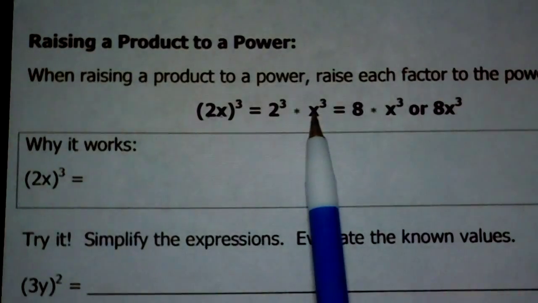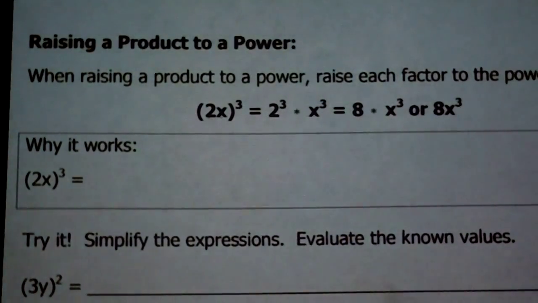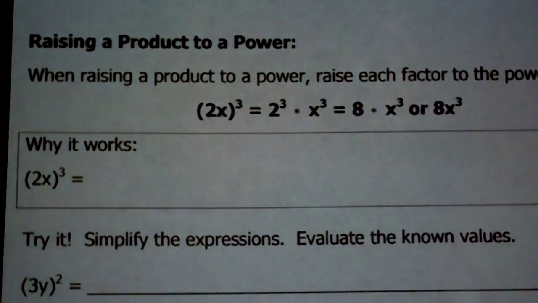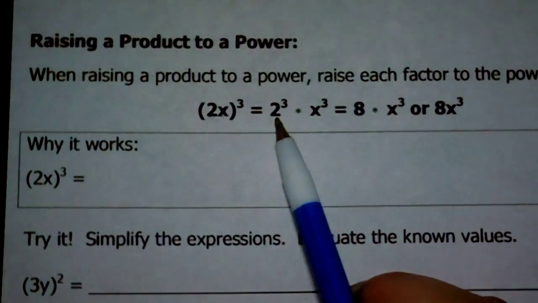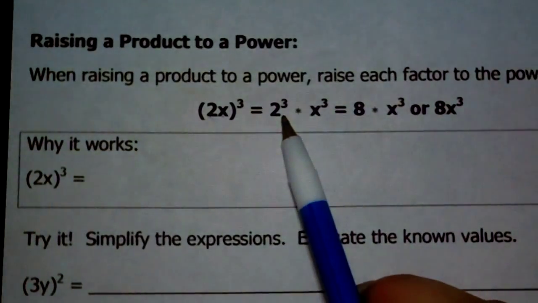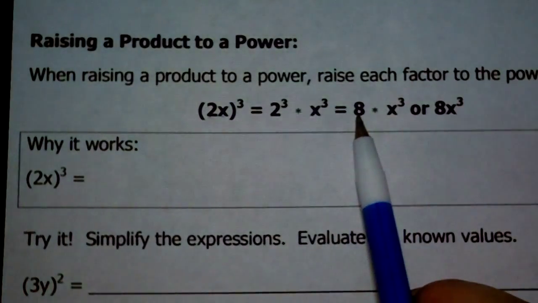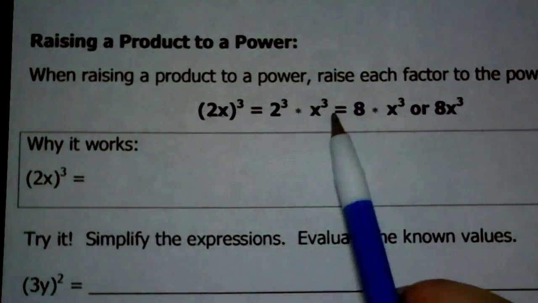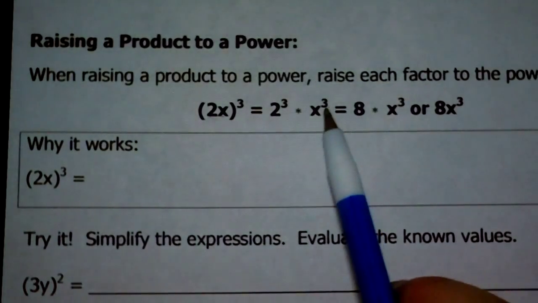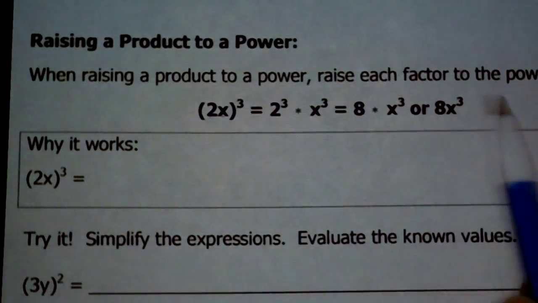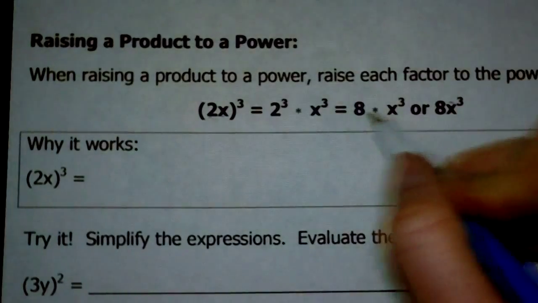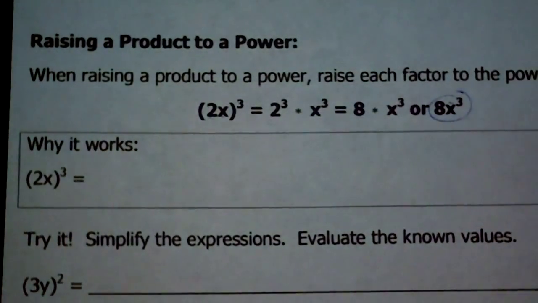And when I say that you can evaluate the known values, well, we know 2, right? I don't know what x is, but I can figure out 2 to the 3rd power. It's 2 times 2 times 2, which is 8, times x to the 3rd power. We can't evaluate x to the 3rd power because we don't know what x is. So my final expression, you could write it as 8 times x to the 3rd power, or we could just write it as 8x to the 3rd power.